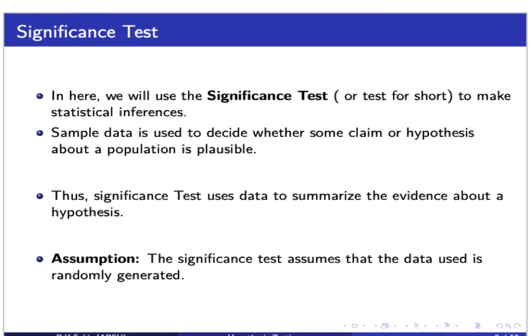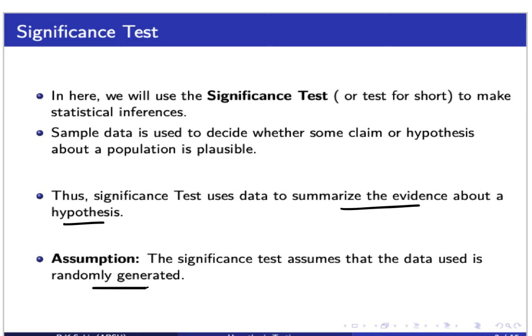Okay, so once again, it's a simple recap. A significance test is a test which helps us in making a statistical inference about a claim relating to a population characteristic. And it tells us whether the claim which has been made is plausible or not. And we use sample data which has been randomly generated to summarize the evidence about this hypothesis or the claim.